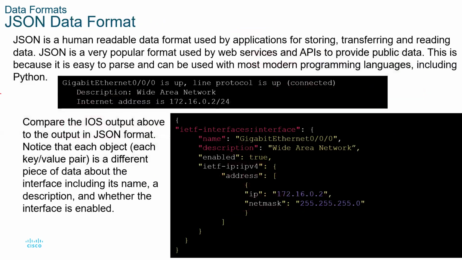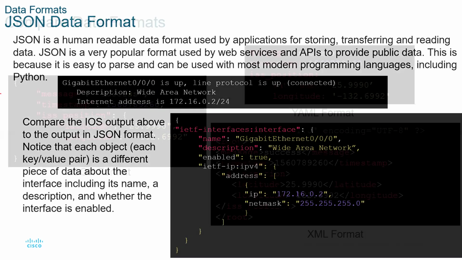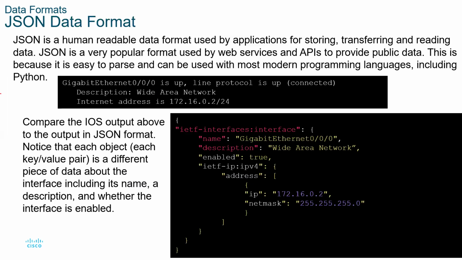Now, we're going to define the JSON data format. JSON is a human-readable data format used by applications for storing, transferring, and reading data. It is a very, very popular format used by web services and APIs to provide public data. This is because it is easy to parse and can be used with most modern programming languages, including Python.